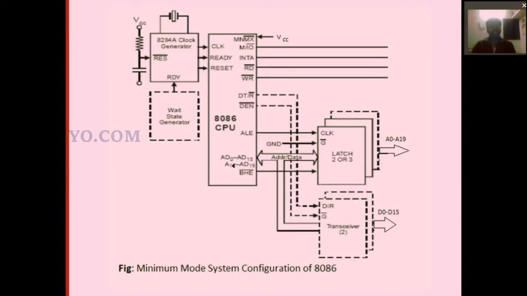In this, there is an 8284 clock generator. This is a crystal oscillator. This is a symbol of the crystal oscillator. Here we are using a resistor capacitor interface to set the frequency. Along with the clock generator we are using a wait state generator, which is used to generate some delay that is given to the ready signal. Then the clock generator connects with the clock of the 8086 microprocessor, so it produces a clock at the clock terminal.